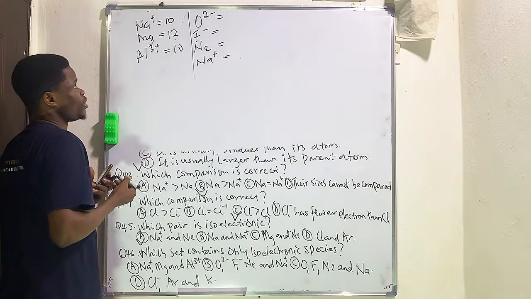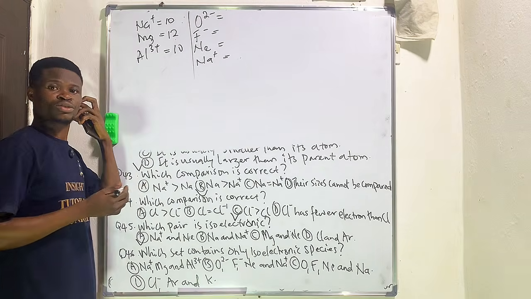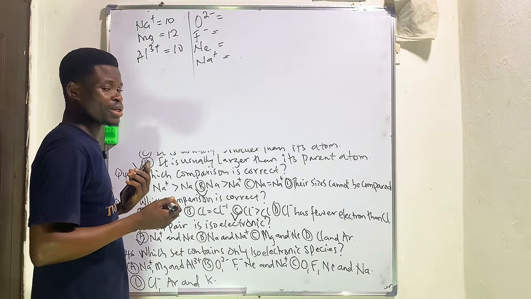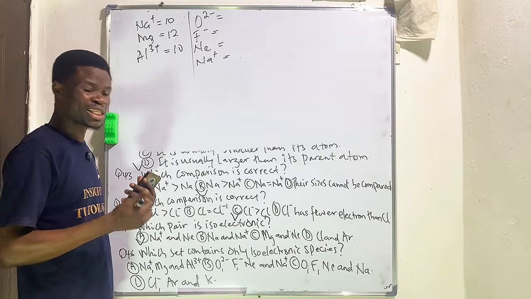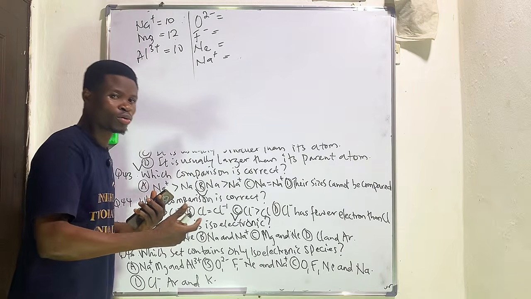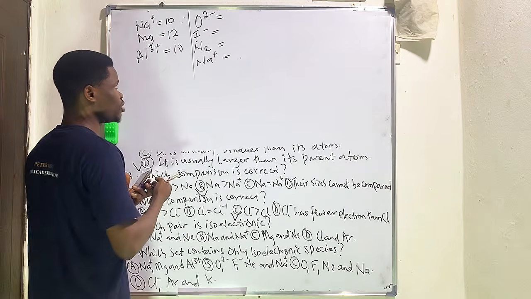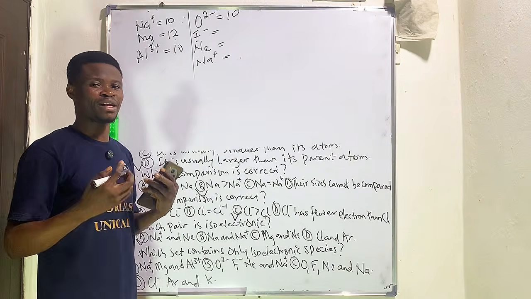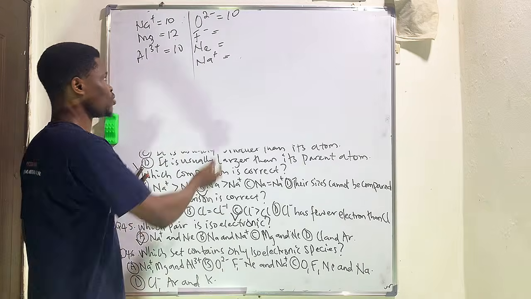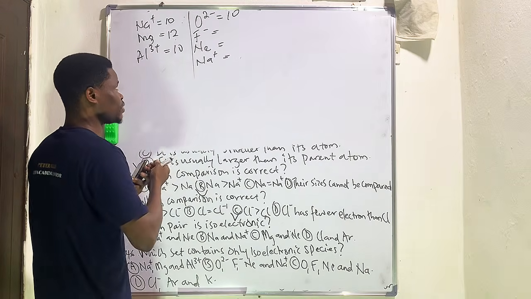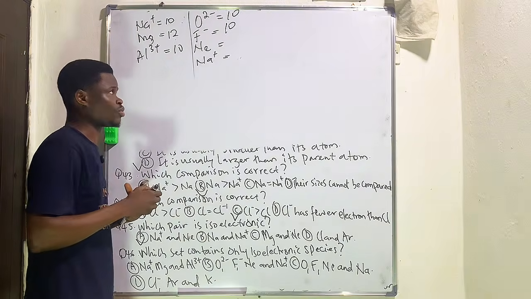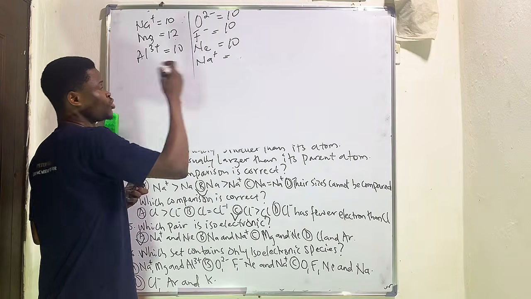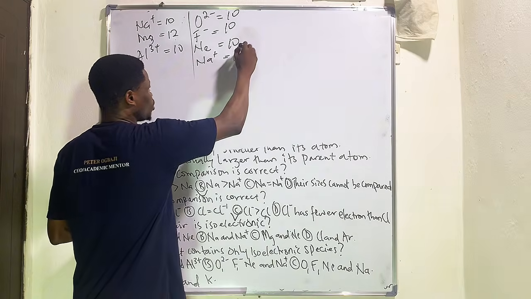So let us check. Remember that oxygen has 8 electrons, and because it's electronegative, it will attract 2 electrons to itself, making it gain 2 more. So it's going to become 10 electrons in total. Fluorine has 9 electrons. It's electronegative, it's going to gain 1 electron and it will become 10 electrons as well. Neon is already 10 electrons in its atomic state. Sodium ion will lose 1 electron and also become 10 electrons.